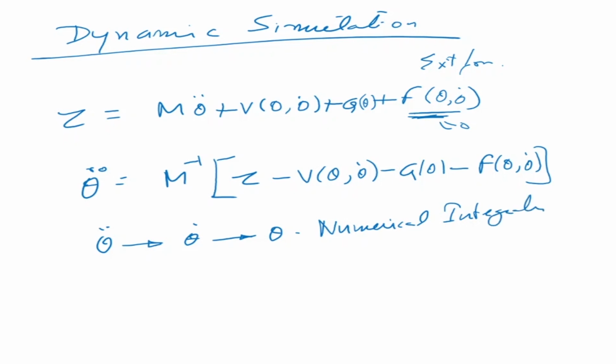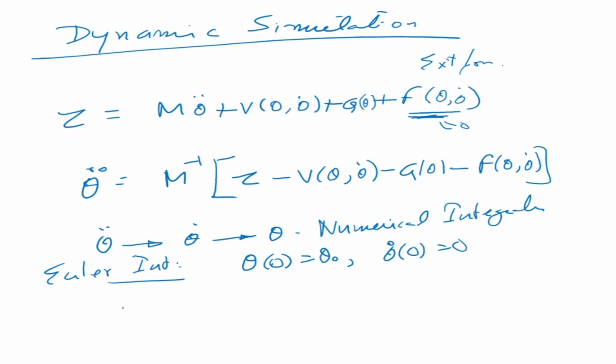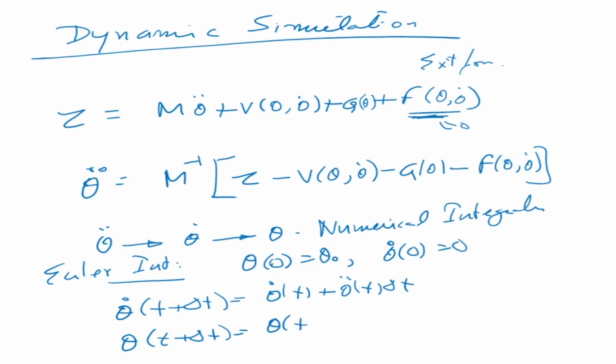Now one way is by Euler integration. We can do Euler integration with the initial conditions theta at 0 and theta dot at 0 equal to 0. We can start from here and numerically integrate. Theta dot of t plus del t is equal to theta dot t plus theta double dot t into del t. This is velocity, this is acceleration, this is position: theta of t plus del t is equal to theta of t plus theta dot t into del t plus half theta double dot t into del t squared.